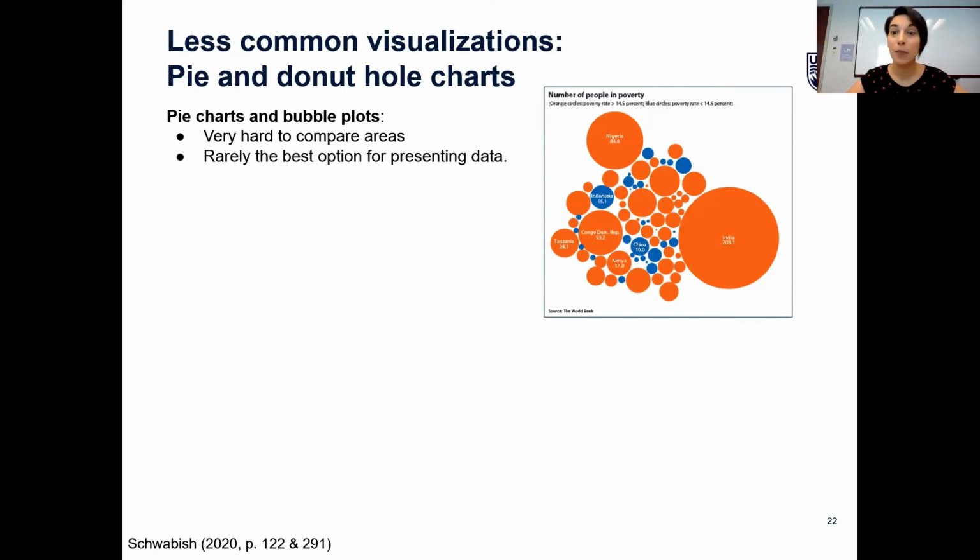Likewise, looking at something like a bubble plot, which is displayed here, they're just really hard to accurately compare areas. So looking at Nigeria versus the Congo, those don't look that different to me, but numerically they are quite different. It's just rarely the best way to present your data, especially when you're looking at comparing against other like categories. You're trying to compare the data.